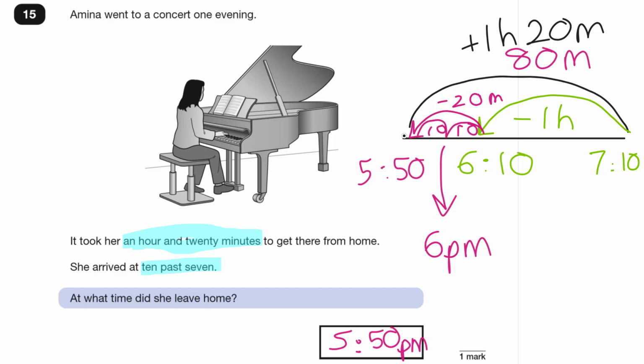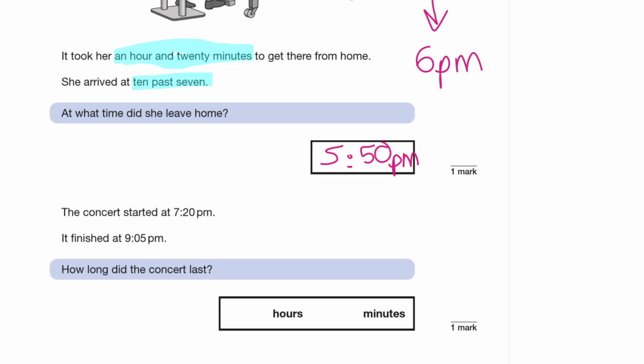So you could just double check 5:50 plus an hour and 20 minutes. 5:50 plus an hour is 6:50, plus 20 minutes. 6:50 plus 10 minutes is 7 p.m., plus another 10 minutes is 7:20. So that works. The second part of the question says the concert started at 7:20 and it finished at 9:05. How long did the concert last?